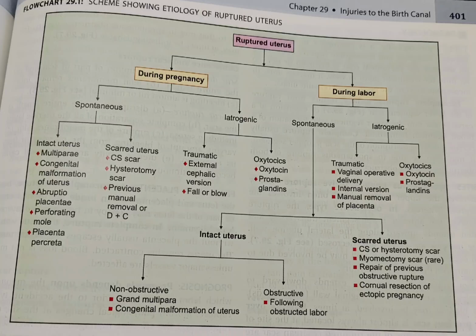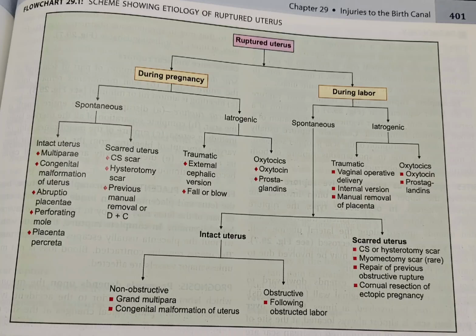Now, let's come to the causes. Causes can be divided into during the pregnancy and at the time of labor. And further, it can be divided into spontaneous and iatrogenic causes, as you can see in the given flow chart below. Let's start first with during the pregnancy. Let's study the spontaneous causes. If the uterus is intact, there are no scars, then the causes will be like multipara, any congenital malformation of the uterus, abruptio placenta. These can be spontaneous causes in an intact uterus.